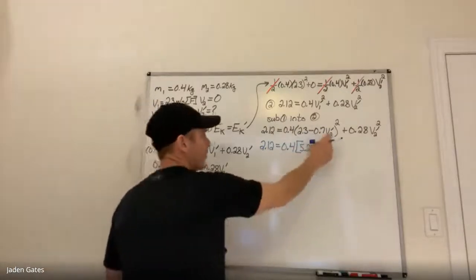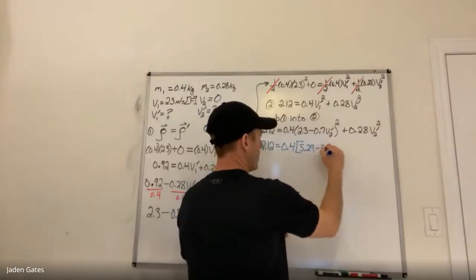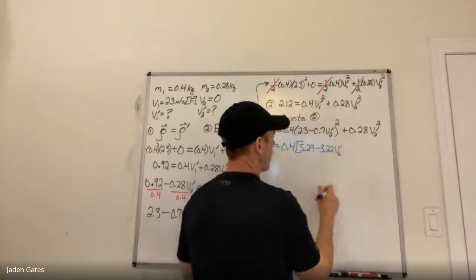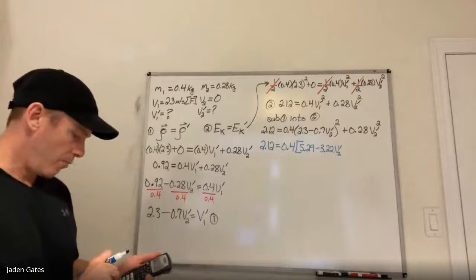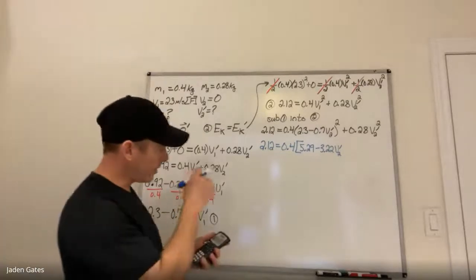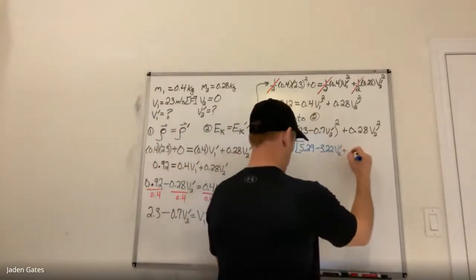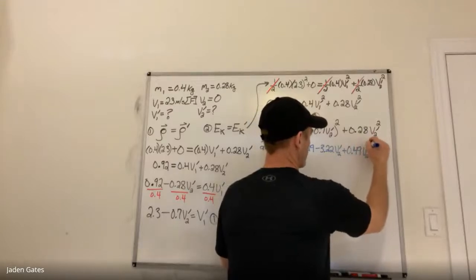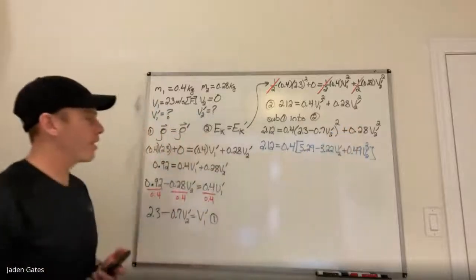And I can't forget I have a v2 prime here too. So that's negative 3.22 v2 prime. All right, and then the last thing is I got to square this term. So I got my 0.7 squared, 0.7 v2 prime squared. So I got positive 0.49 v2 prime squared.